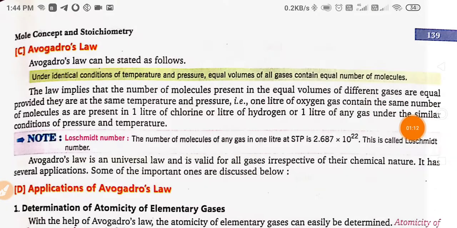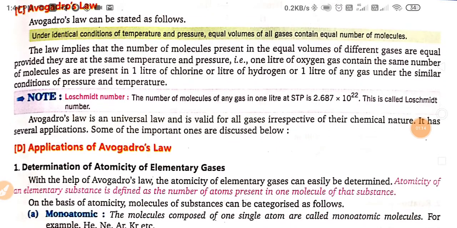So we have to read Avogadro's law also, that what it states: under identical conditions of temperature and pressure, equal volumes of all gases contain an equal number of molecules. Identical conditions means the same temperature and pressure, and equal volumes of all gases contain an equal number of molecules. So the number of molecules will be the same at the same temperature, pressure, and volume.